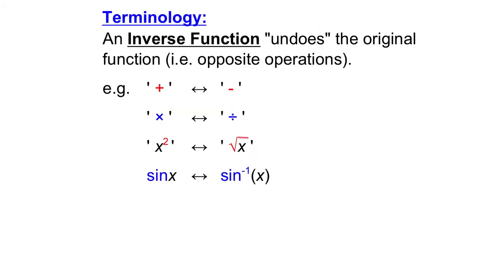First, some terminology. An inverse function is a function that undoes the original function. So another way of saying that is the opposite operations. So I have some examples here to show you. Adding and subtracting are inverse functions. Multiplying and dividing are inverse functions. Squaring and square root are inverse functions. Same with sine and inverse sine, or cosine and inverse cosine, those trigonometric functions. So those are examples of inverse functions. But the idea here is that one undoes the other. They're opposites.